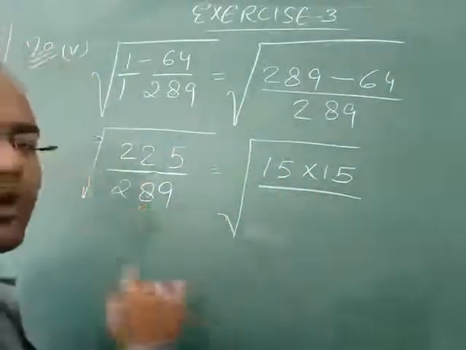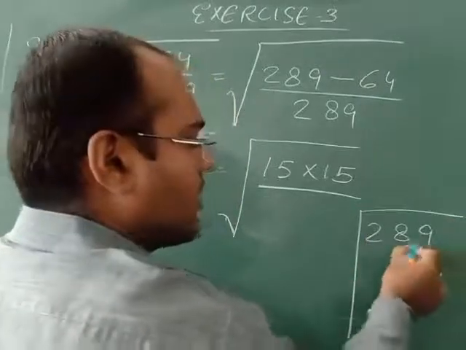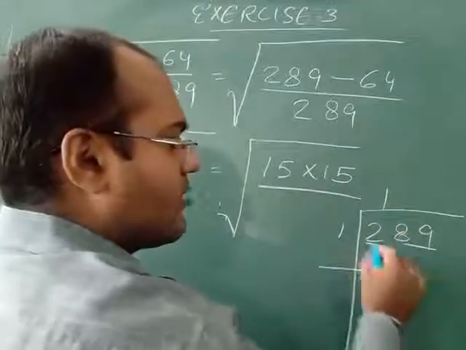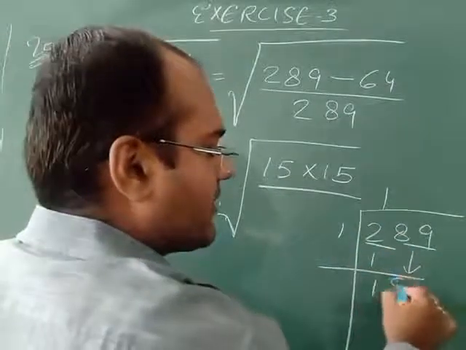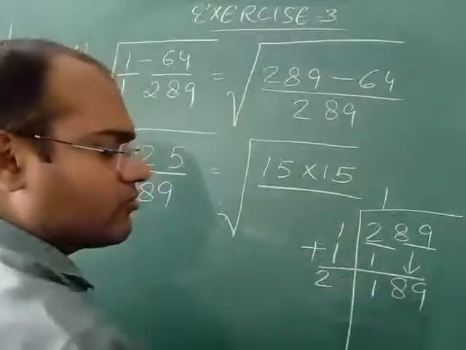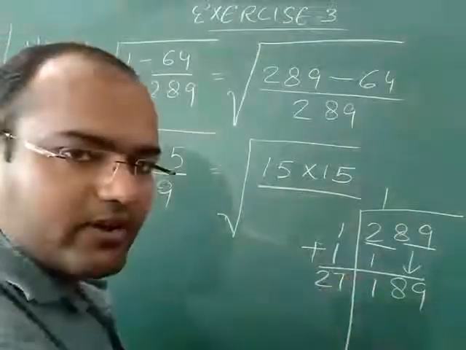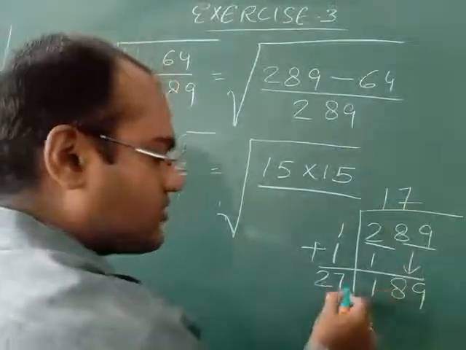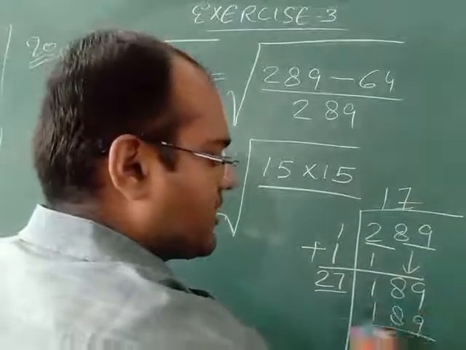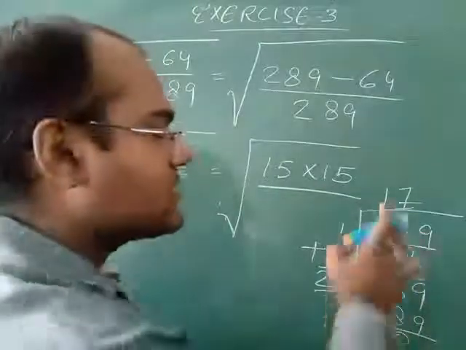Now we will find the square root of 289. Last two numbers and this single one. 1 1 ja 1. On subtracting we will get 1. Then 89. This one we have to add, so this will become 2. The same number we have to write here also and there also. If I write 7 here, there also I will write 7. So 27 7 ja 189, remainder is 0. So the square root of 289 is 17.